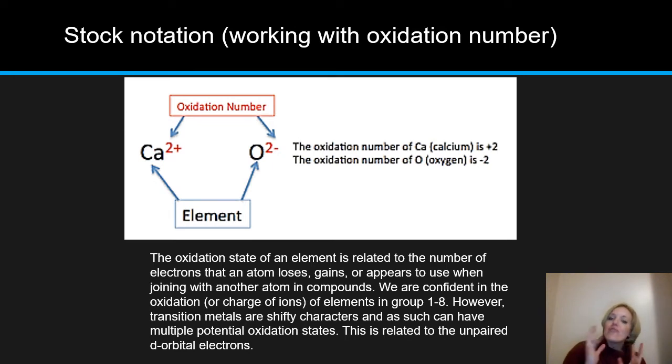And this is related to the number of electrons that an atom loses, gains, or appears to use when joining with another atom in a compound. So therefore the charge, okay? We are confident in the oxidation or the charge of ions of elements in group 1 to 8. Guys, you know your table, you know how it works. However, transition metals are shifty characters and as such can have multiple potential oxidation states. This is related to the d orbitals, electrons that are unpaired.